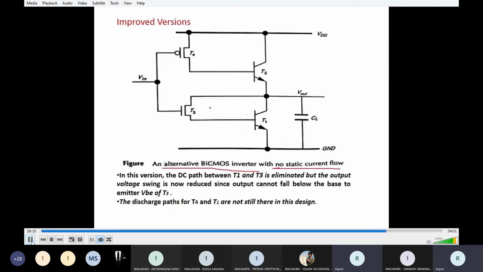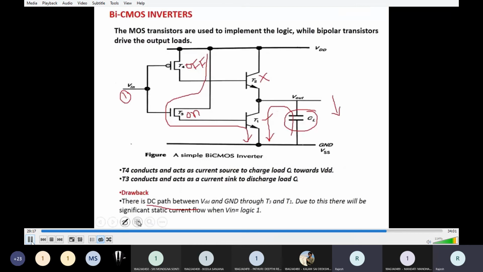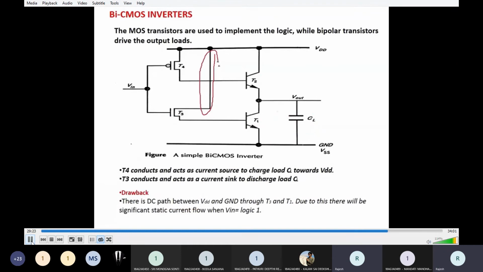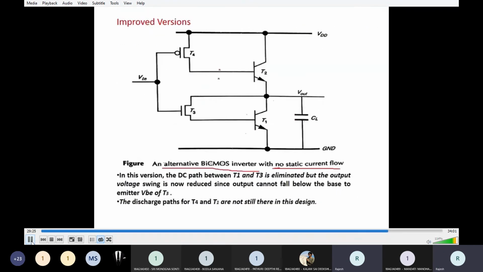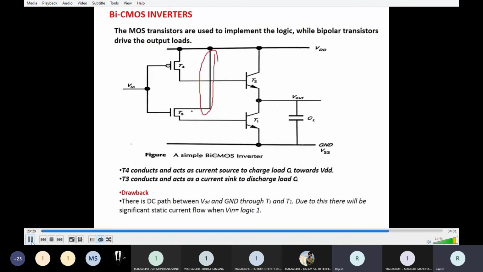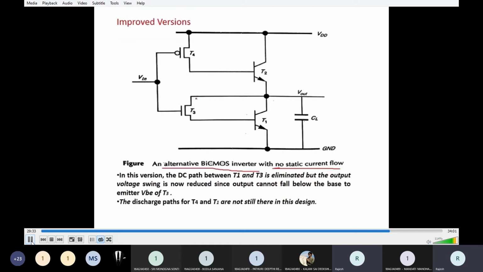So the difference between these two circuits is that here this path is eliminated. See, there is no path, and this terminal is connected directly to the output point. Now the static current flow, or the path from VDD to T3 to T1 to ground, is eliminated. Hence there is no static current flow. You can overcome the drawback.